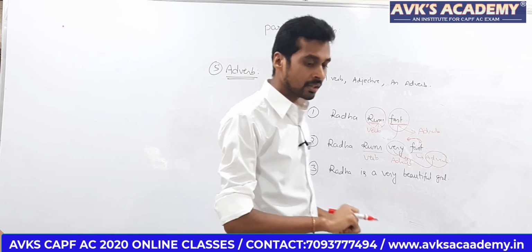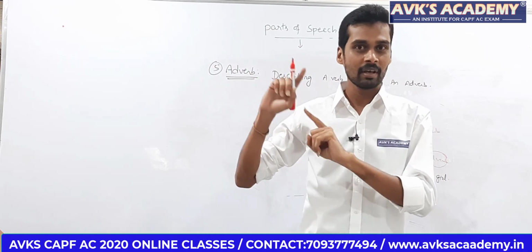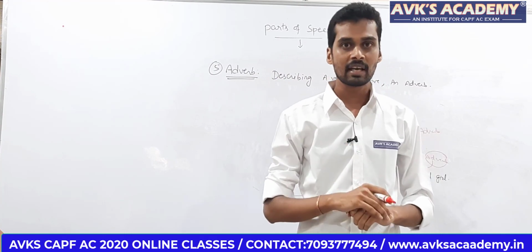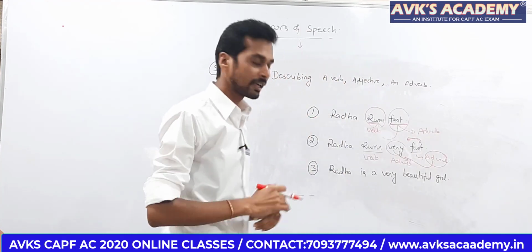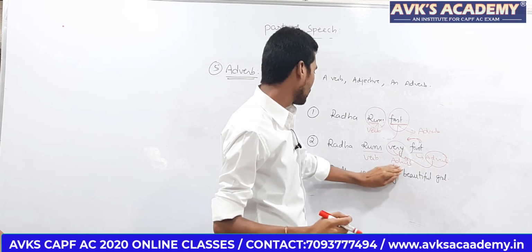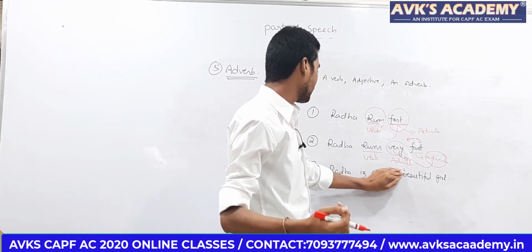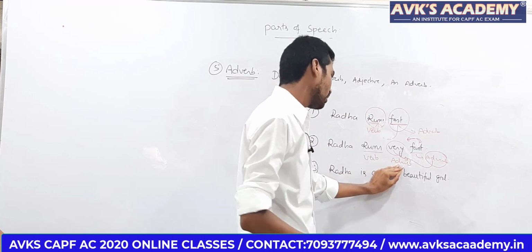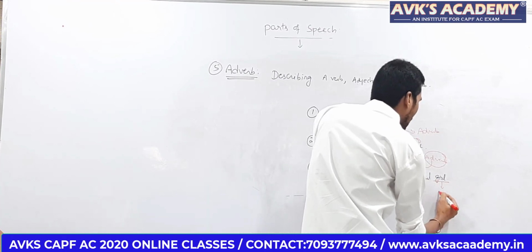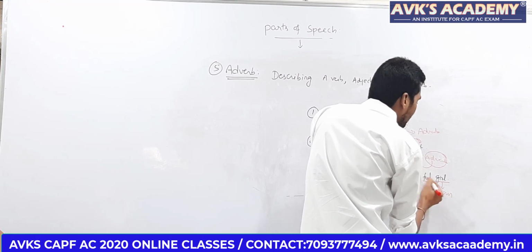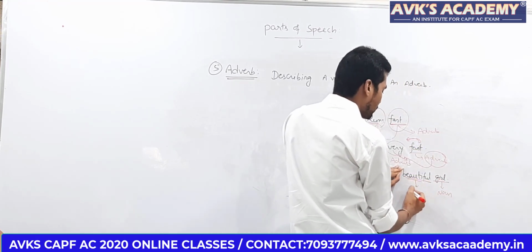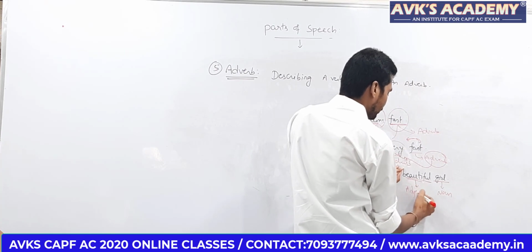Coming to the third one, Radha is a very beautiful girl. If you remember, in the previous adjective part, I gave you an example: Radha is a beautiful girl. Please check that one. In that sentence, girl is what? A noun. Beautiful is describing how Radha looks, so that's why beautiful becomes what? Adjective. Okay.